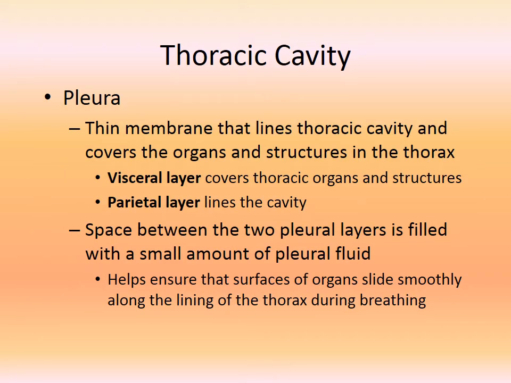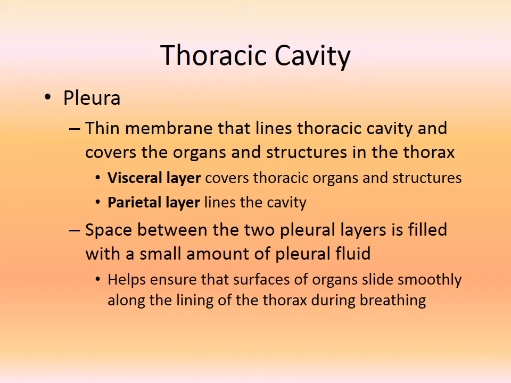Now, let's talk about the membranes in the thoracic cavity. There's something called a pleura. This is a thin membrane that lines the thoracic cavity and covers the organs and structures inside the thorax. So we have our visceral layers. And remember, that shouldn't be too hard. We now know that viscera means organs. So the visceral layer, obviously, is the layer of membrane that covers the organs in the thoracic cavity. And then we have our parietal layer, which lines the cavity itself.